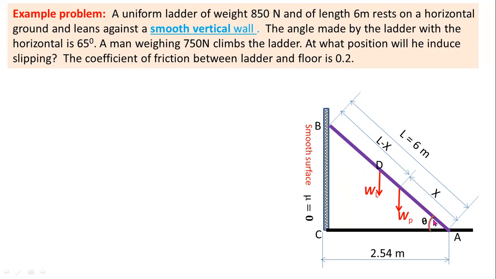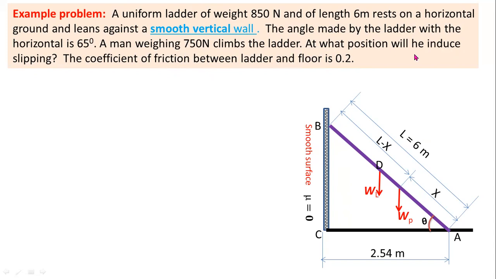Here the angle theta equals 65 degrees, and here WL is the self weight of the ladder, and WP is the self weight of the person. WL equals weight of the ladder equals 850 newtons. A uniform ladder of weight 850 newtons. So the self weight of the ladder WL equals 850 newtons, and the self weight of the man or person equals 750 newtons. That means WP equals 750 newtons. From the given question you have to identify what we have to determine.